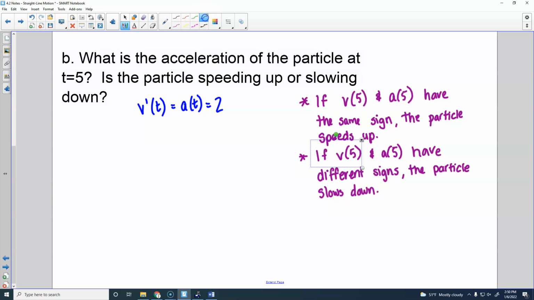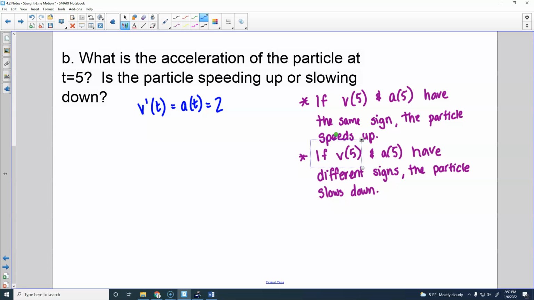But it is also perfectly acceptable to just know this rule, which is what I default to most of the time, instead of trying to picture what's happening here. You may be better at picturing that than myself, but if they have the same sign, you're speeding up. If they have different signs, they're slowing down.